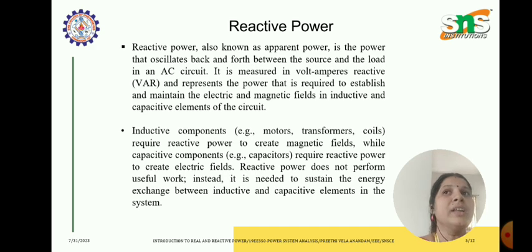For example, inductive components like motors, transformers and inductive coils require some reactive power to produce a magnetic field, whereas capacitive components, for example capacitors, require the reactive power to create an electric field. So, I can tell you that reactive power does not perform any useful work.